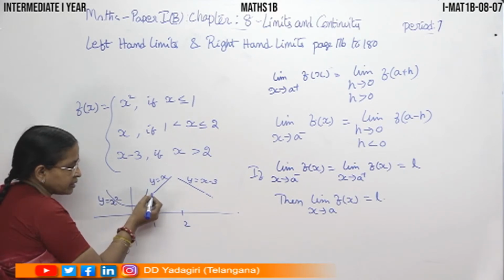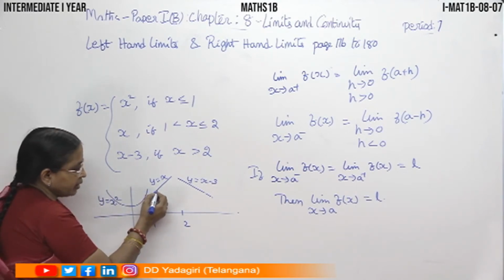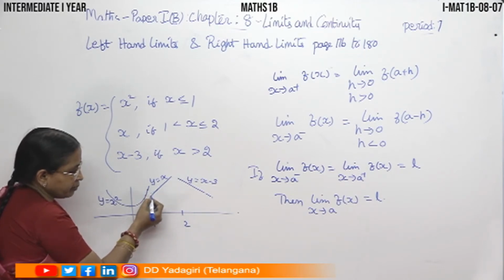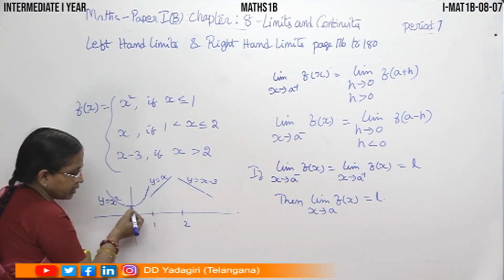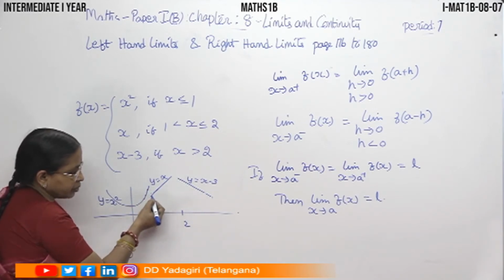So if from left side and right side it approaches the same number, then we say that the limit exists. Suppose the function is going like this. Here from the left side it is approaching some number, and from the right side it is approaching some number.